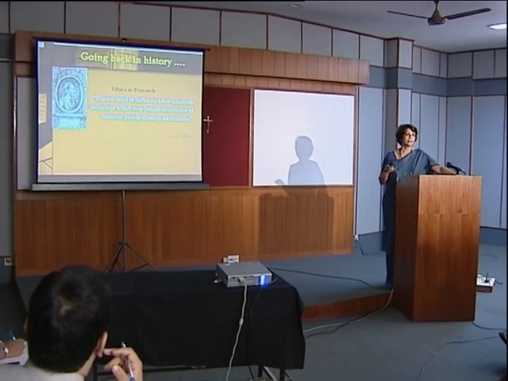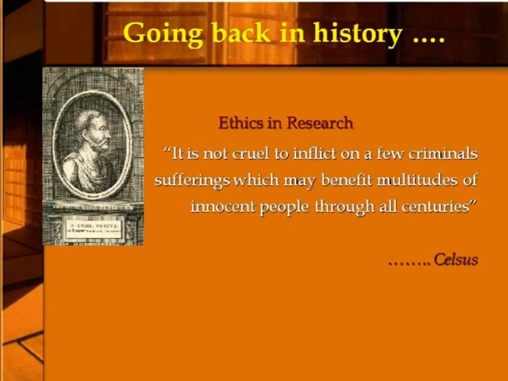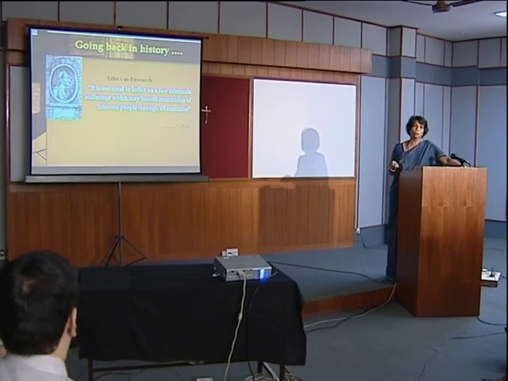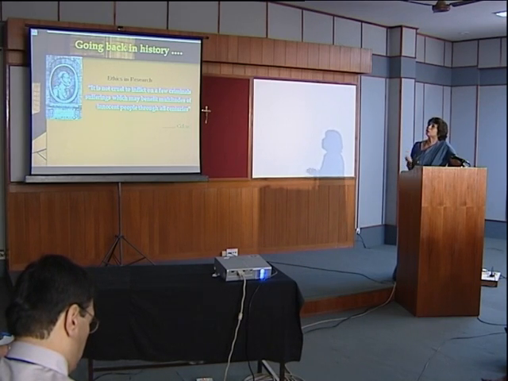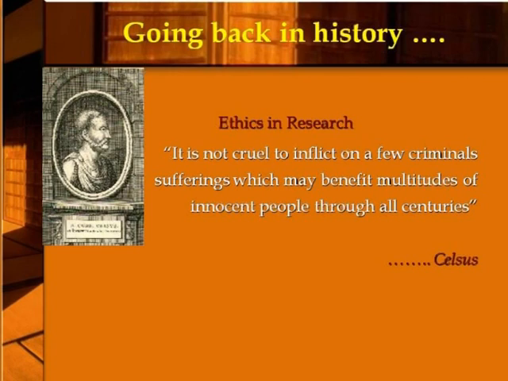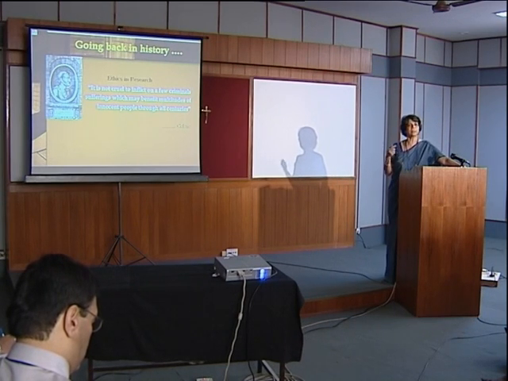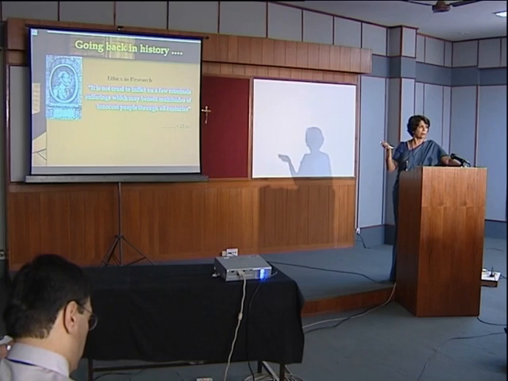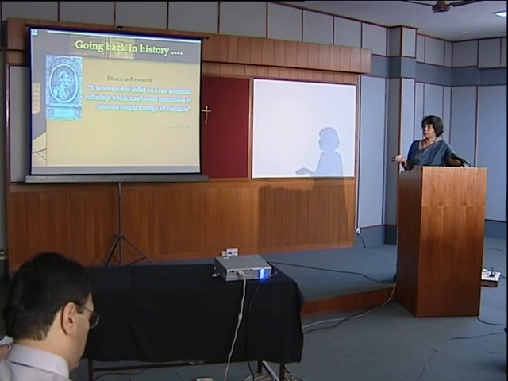When we think of ethics in research, the first century physician Celsus actually said these words, which became a classic defense for hazardous experimentation in human subjects. He said it's not cruel to inflict on a few criminals sufferings which may benefit multitudes of innocent people through all centuries. In fact, he said this because he said there's nothing wrong to do research on criminals in Egypt. And these wordings were used very often because they said there's nothing wrong in using this vulnerable population.